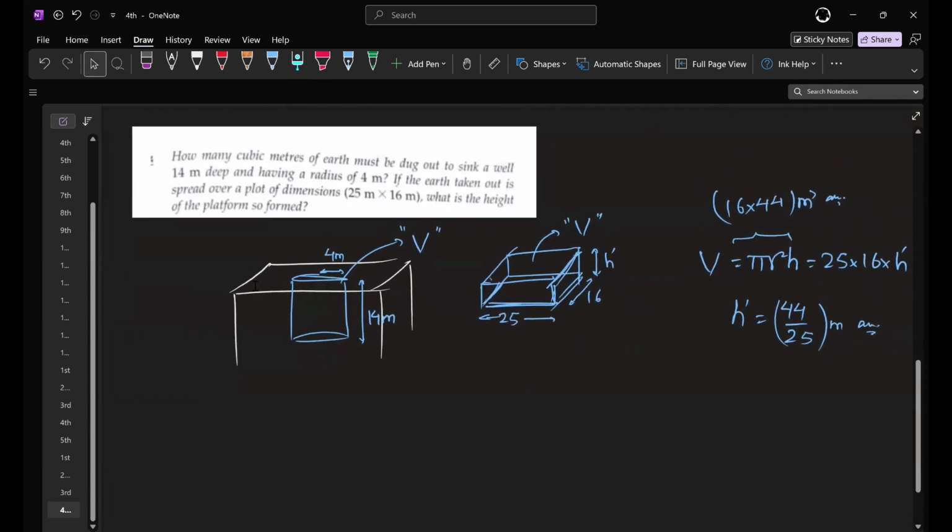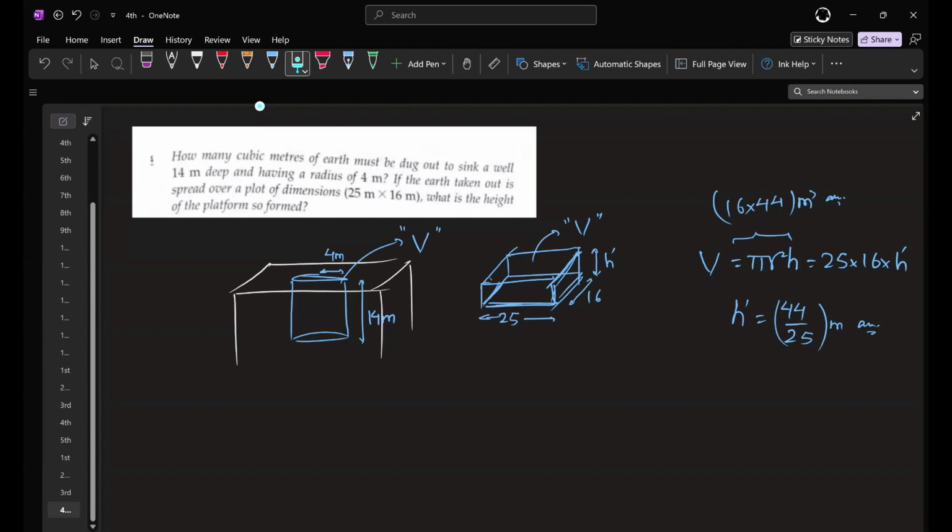Wait, so we needed the volume? Wait, what was that second answer you said? I got the 44 out of 25. What was the other answer you said? What have they asked? They have asked how many cubic meters of earth must be dug out. It means how much volume of earth should we take out from the ground in order to make this cylindrical hole in the ground.